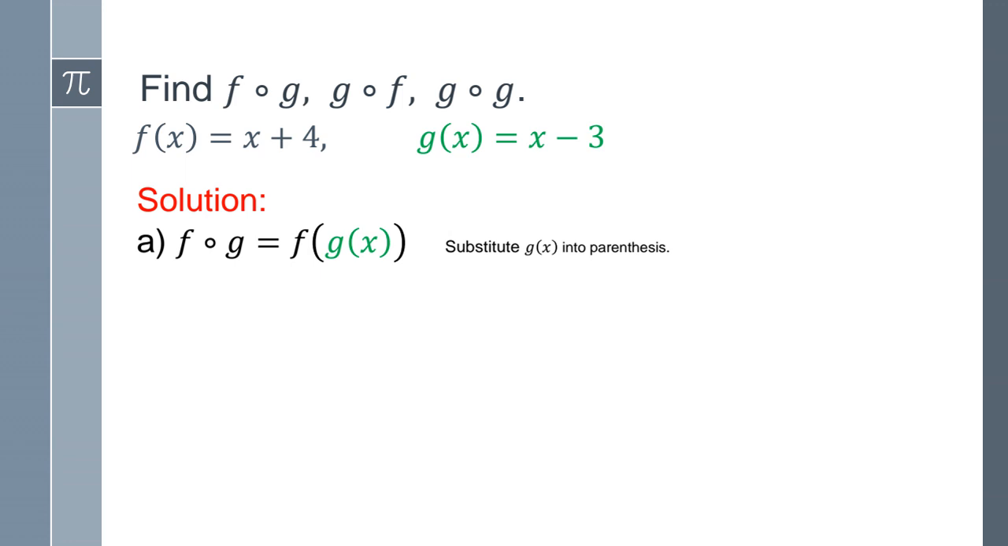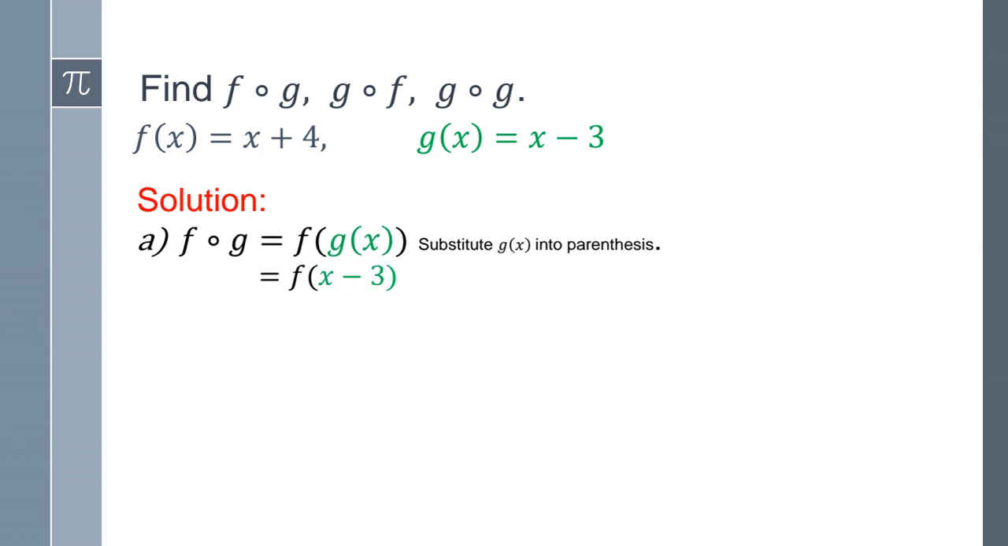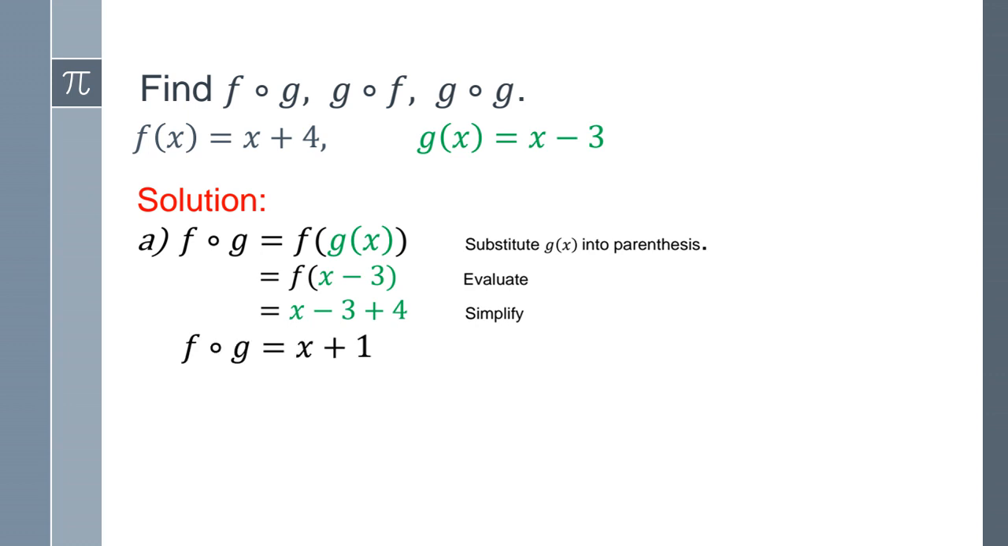You see, I went to my f function and I'm going to plug in x minus 3 for every x on my f function. So I plugged in the x minus 3 for the x. That's going to give us x minus 3 plus 4. And now what we do is simplify. It's going to give us x plus 1. So the composite function f of g of x is equal to x plus 1.